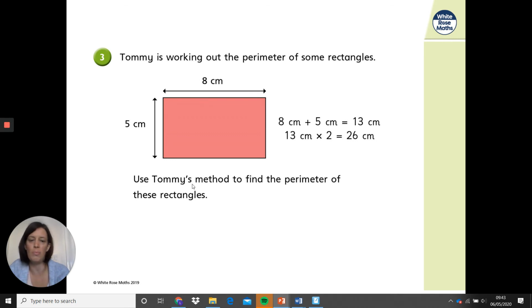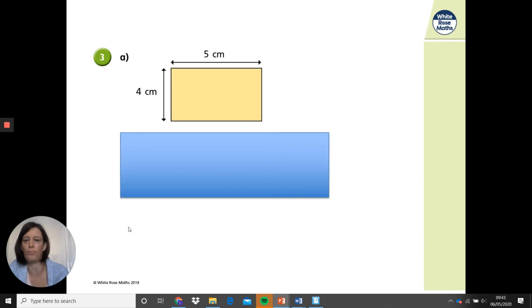So you can use this method now to find the perimeter of some of our next rectangles. So here's the first one. So we know this is 4 and we know this is 5. So add those together and then times them by 2. It's because that's the same as these two sides. Okay, pause while you work that one out.